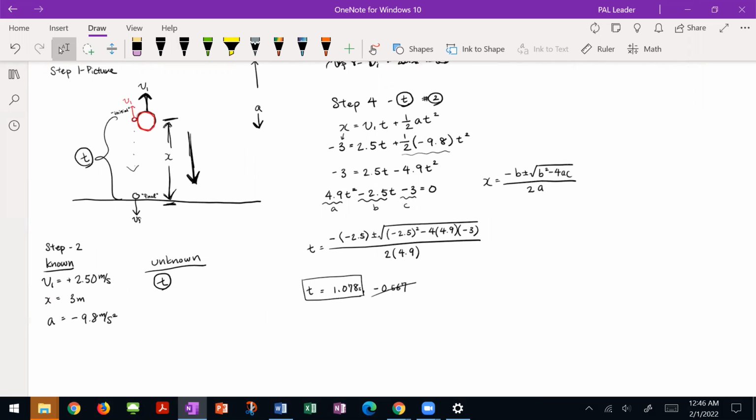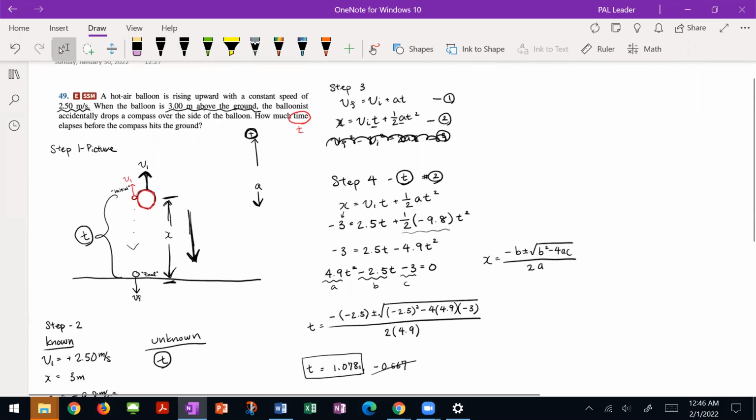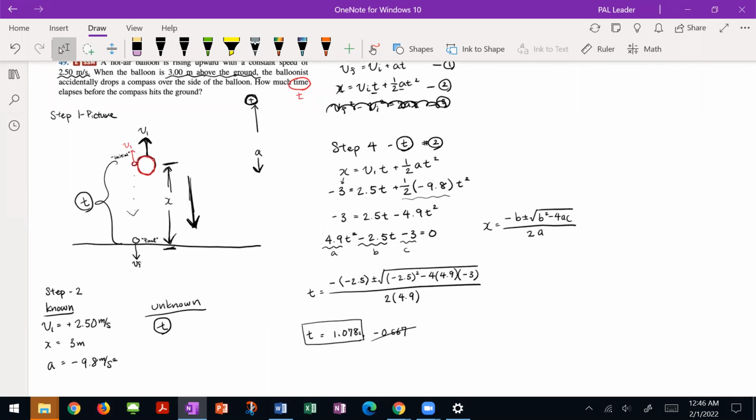Oh, but a little bit of sig figs, right? So the answer should be, you want to round this 8 up. So it'd be 1.08 seconds. That would be the official answer for this. Okay.